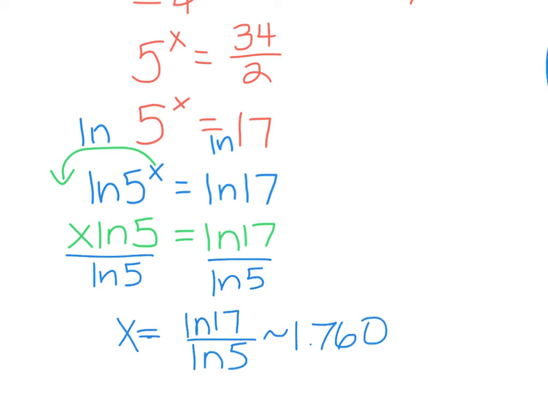So if they're different bases and you cannot change them to be the same, then you're going to ln both sides of your equation. Bump the exponent to the front and solve. You could use log as well.